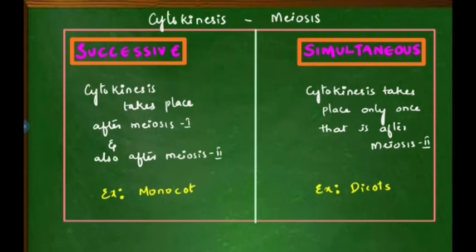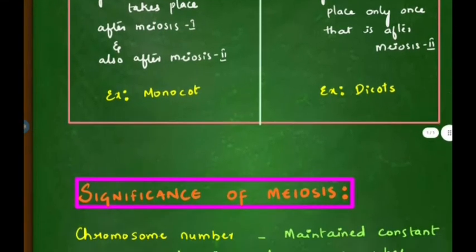So you can say successive, that is CC, repetitive cytokinesis two times. But for example, here it is monocot they have given instead of dicot, so you can remember the examples are reversed in a sense. And simultaneous cytokinesis means it takes place only after the meiosis 2, that is in dicots.